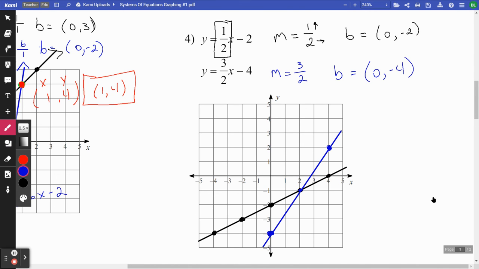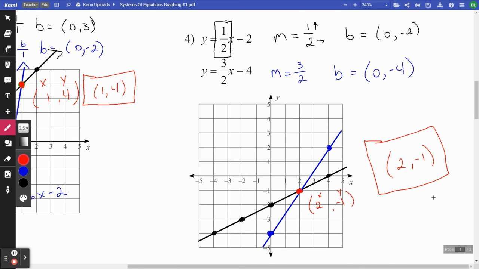All right, we're looking to see where do they intersect. They intersect right there. Again, my ordered pair is my X and then my Y. That is 2, -1. All right, so I'm going to say 2, -1, and I'll put a box around it because that is my answer.